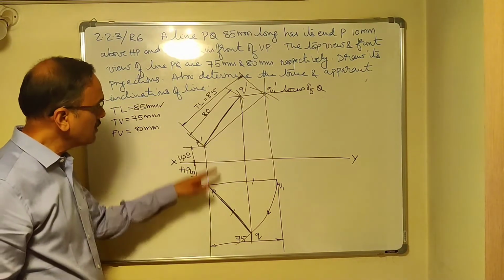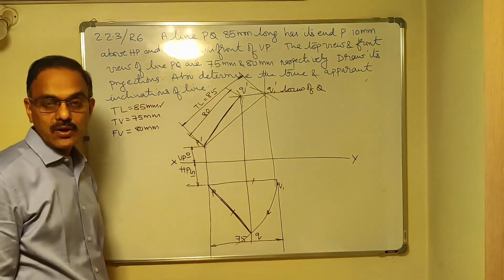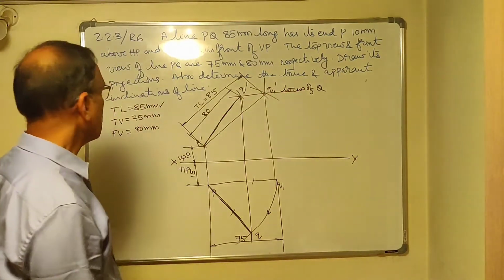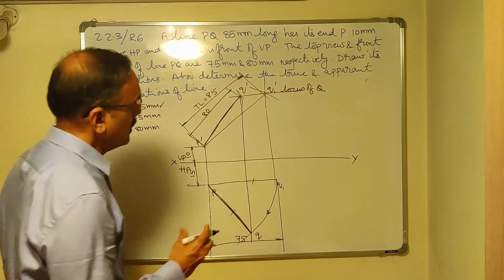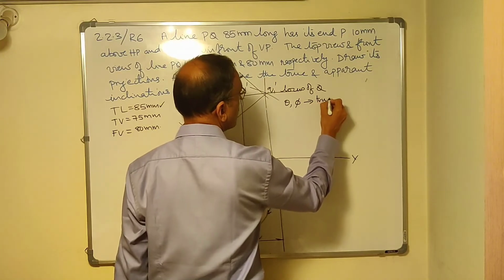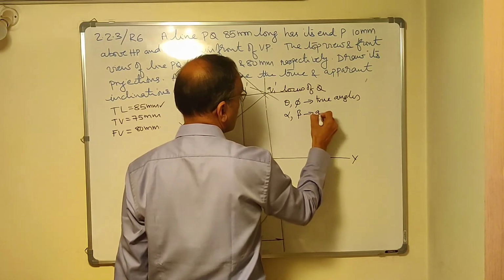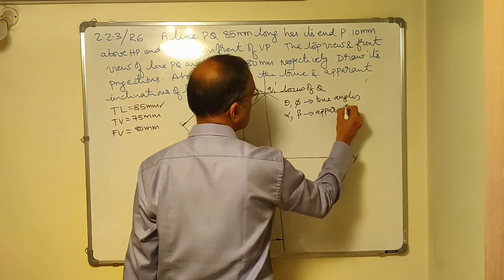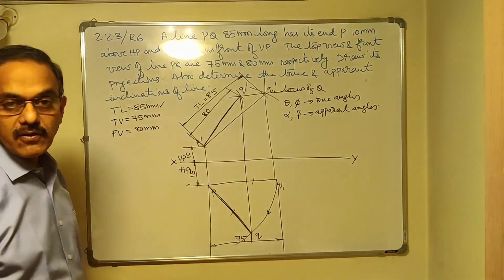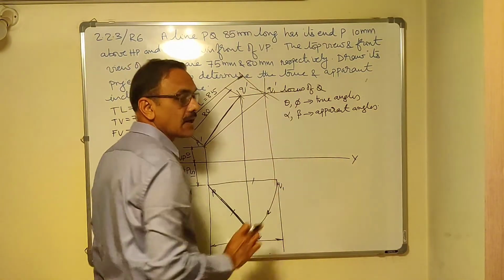This is top view of PQ. This is front view of PQ. Once you get the projections, you can find whatever you require. You are asked to determine the true and apparent angles. If theta and phi are the true angles, alpha and beta are apparent angles. The representation of the apparent angles is by alpha and beta. You know, theta is the inclination of the line with HP, phi is the inclination of the line with VP.